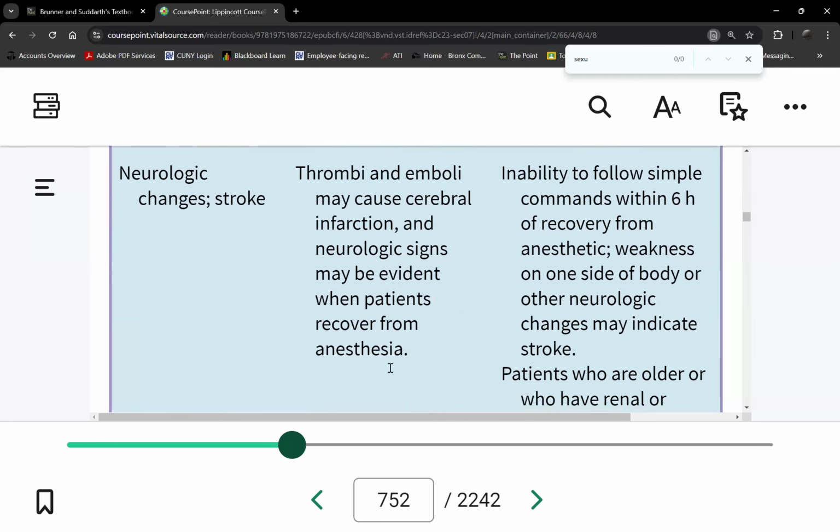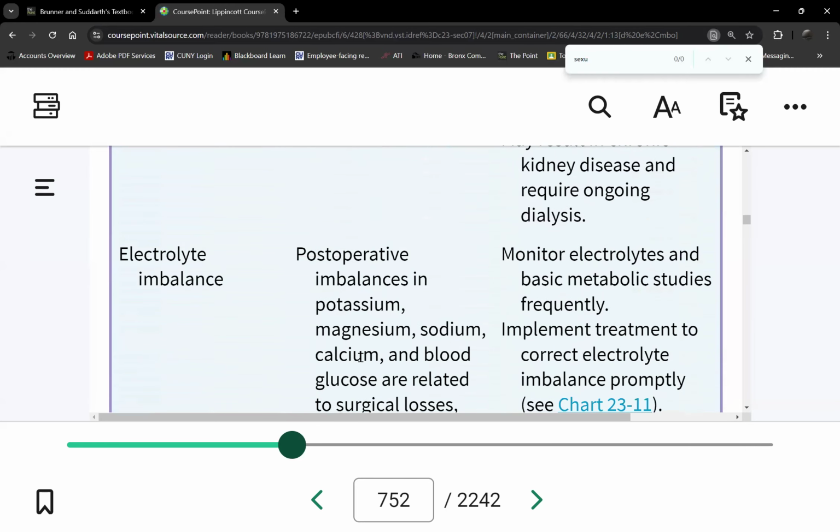Just like basically any other post-op patient, they can have another heart attack, a stroke, a PE, or AKI as well, pre-renal AKI.